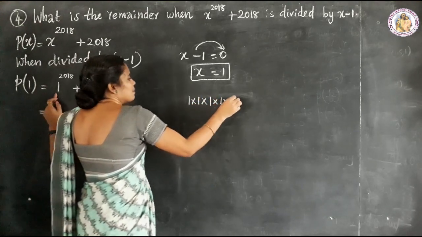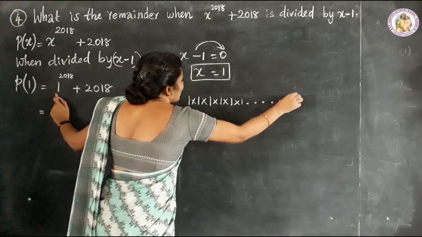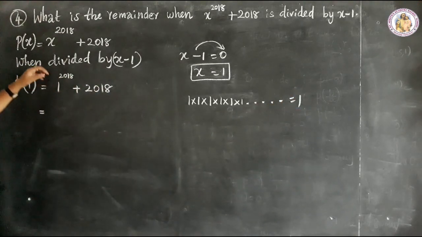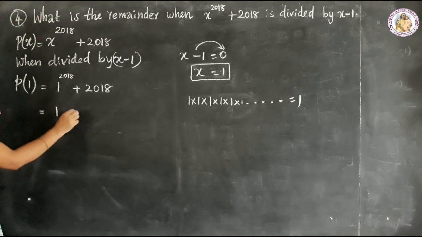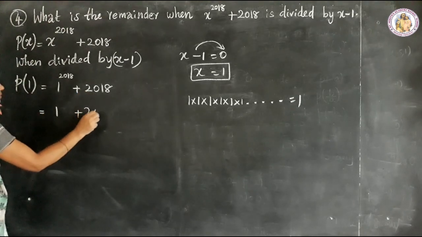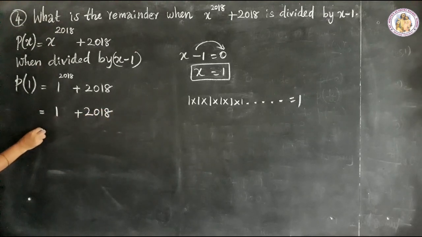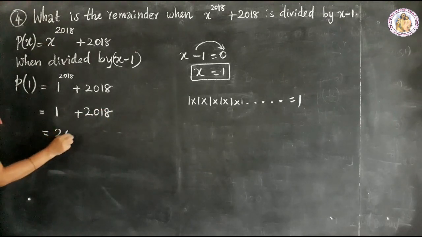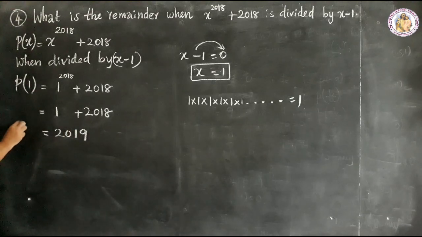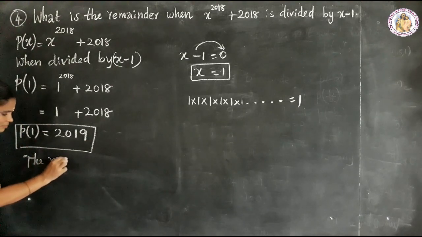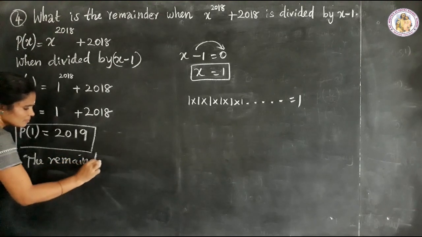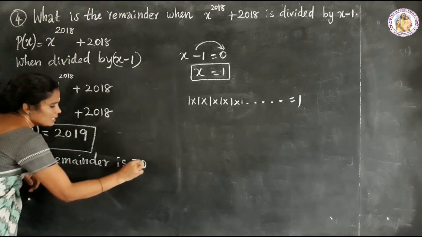As you know, as many times as you multiply with 1, you will be getting only 1. So 1, if you multiply 2018 times, again you will be getting only 1, plus 2018. Here 1 is the whole number, so 2018 plus 1 is 2019. So P of x, that is P of 1, is equal to 2019. Therefore the remainder is 2019.